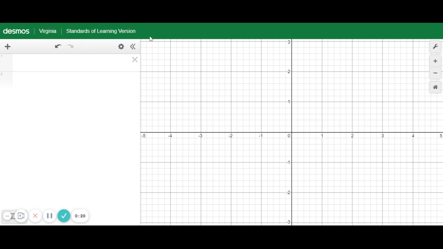The normal Desmos has a black bar across the top. There are a few features that are different, like we can only do expressions or tables. Typically, you have image and folders and other options. So those are not on the testing version.